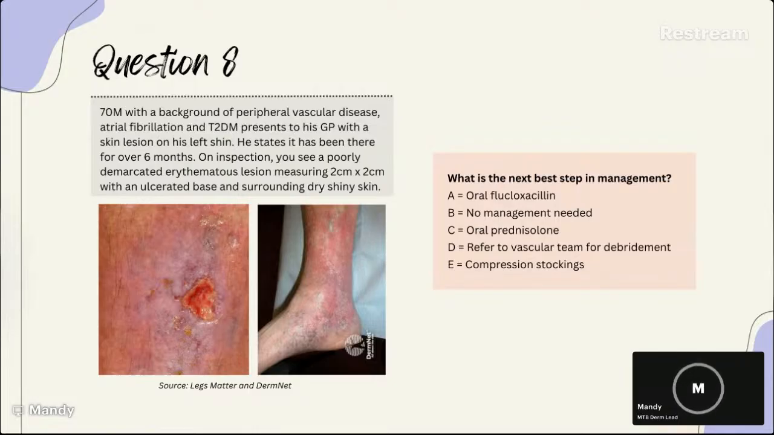Would it be A, oral flucloxacillin, B, no management needed, C, oral prednisolone, D, refer to the vascular team for debridement, or E, compression stockings?